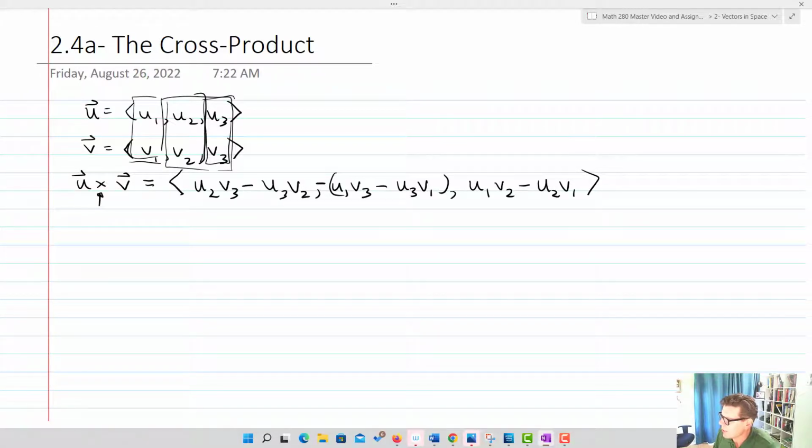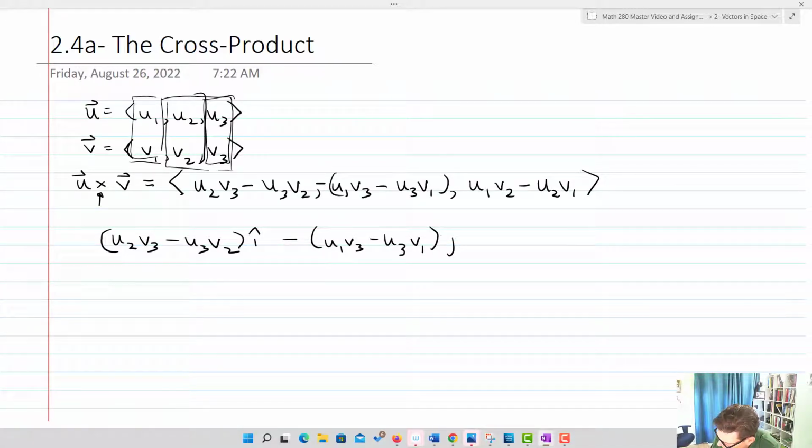What you're going to see this cross product written as, more often than not, is the standard unit form. So it's going to be written as u2 v3 minus u3 v2 i, minus u1 v3 minus u3 v1 j, plus u1 v2 minus u2 v1, and that's going to be our k. Notice I made a couple of mistakes, like that negative. So the j component inside of the cross product is going to be negative. Don't forget that that's the case.